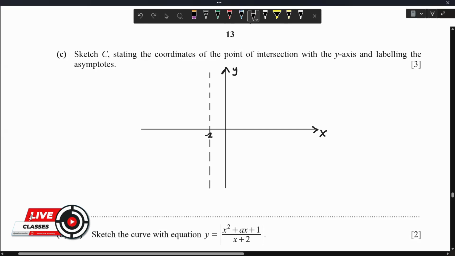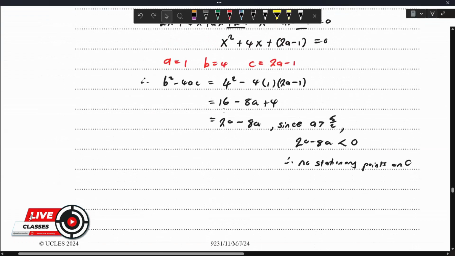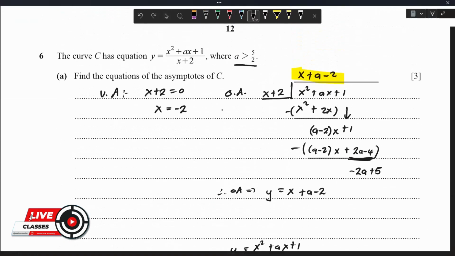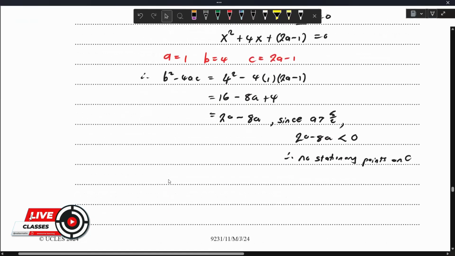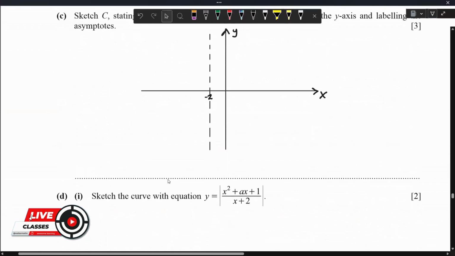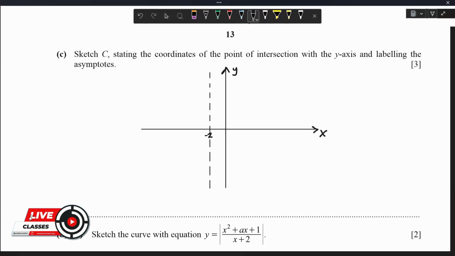And we'll also have the oblique asymptote. The oblique asymptote is y is equal to x plus a minus 2. A is greater than 2.5. Okay. So the y-intercept, 2.5 minus 2 is 0.5, so it has to be greater than 0.5. So basically, the intercept is positive.